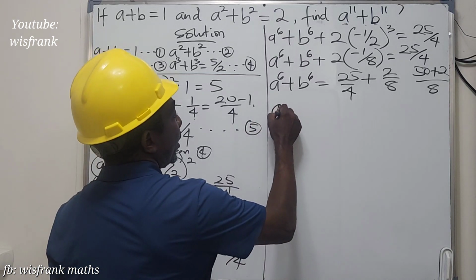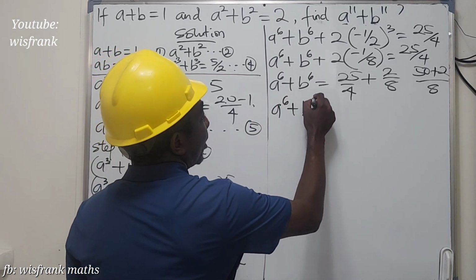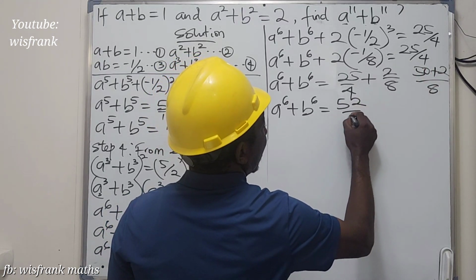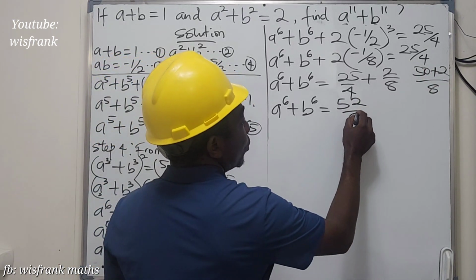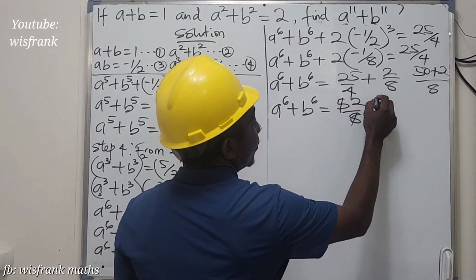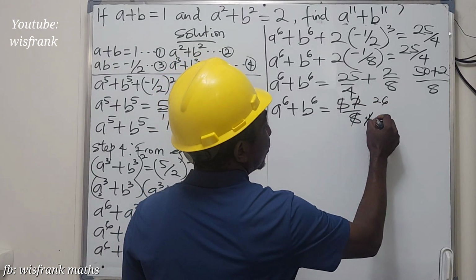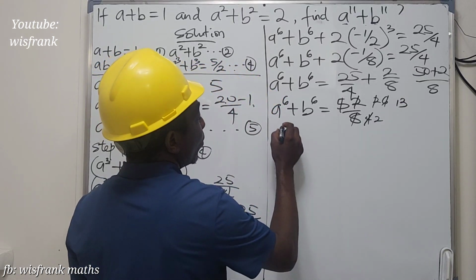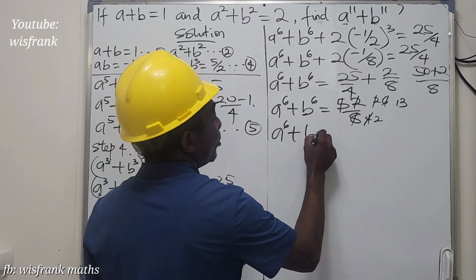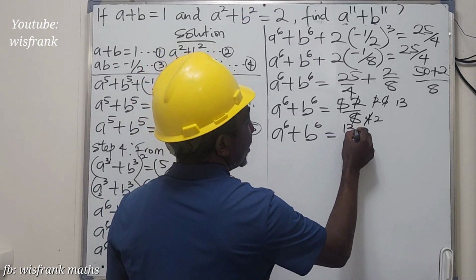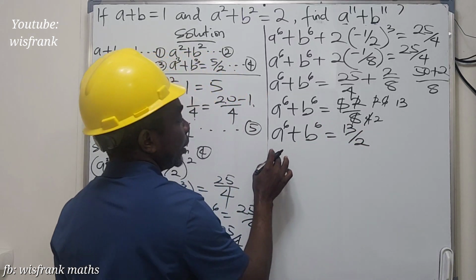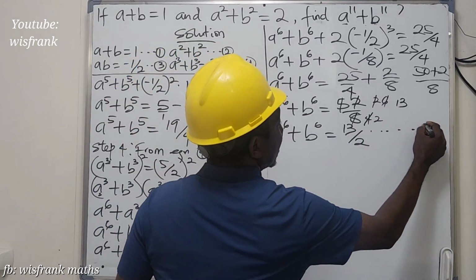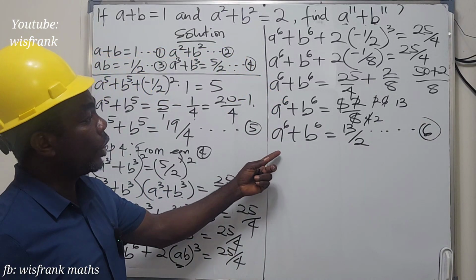This will become a to the power of 6 plus b to the power of 6 equals 50 plus 2, which is 52 all over 8. So in this case, 2 will cancel here 4, and 2 will cancel here 26, giving us 13 all over 2. So we have a to the power of 6 plus b to the power of 6 equals 13 all over 2. This is what we have, and this is our equation 6. We have that as the 6th equation.